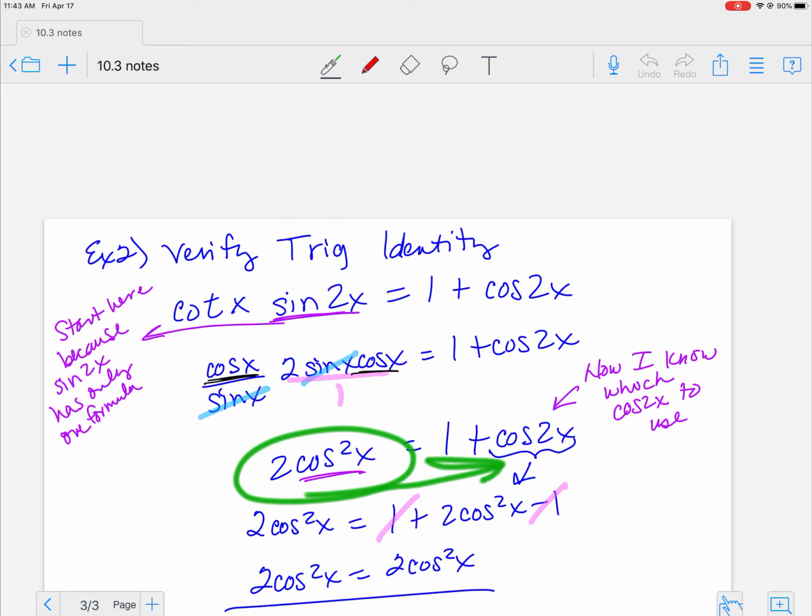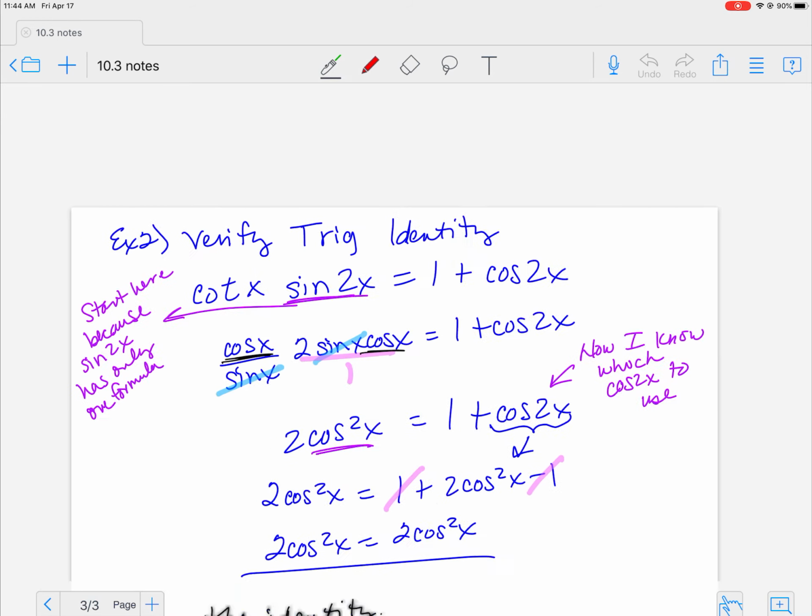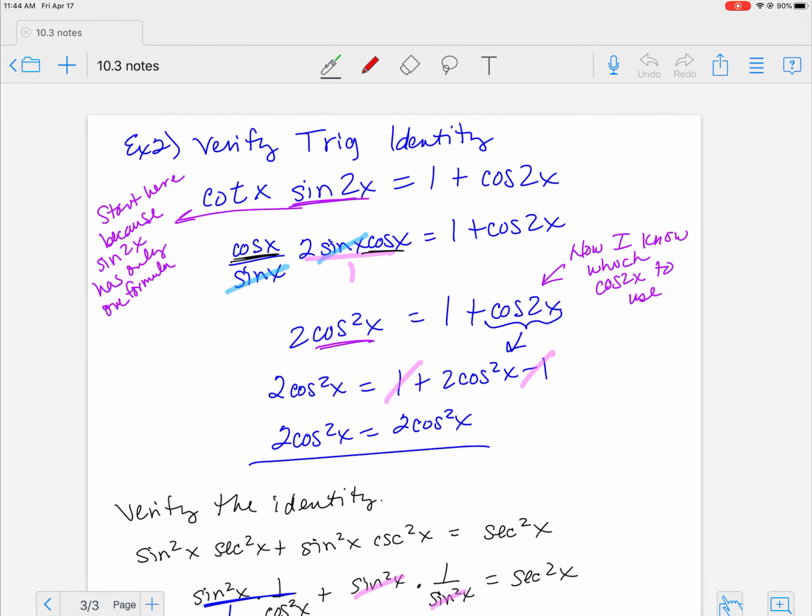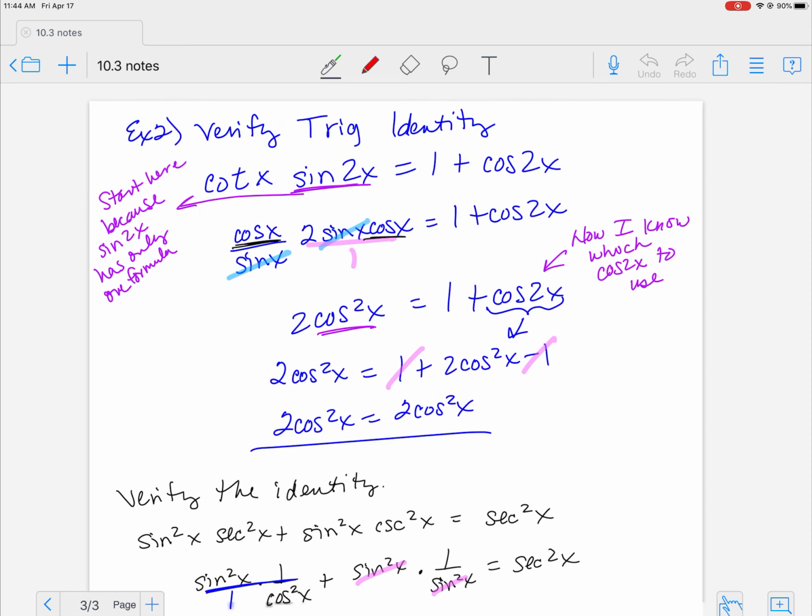So as soon as I see this, oh, check it out. I know now which cosine double angle to use. So I have 1, and here 2 cosine squared minus 1, positive 1 and negative 1 cancel, and then I'm left with the same deal. All right? Look for your goal. What do I have to make this side look like? How can I manipulate these so the sides look the same? You cannot cross over. It's all about simplification. And that's the deal there.